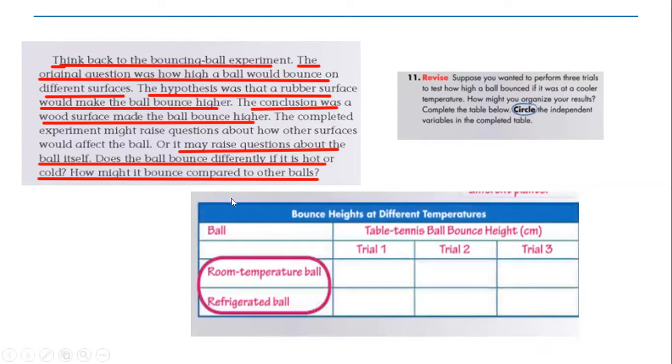Here you have to write the table, and here you write the ball. Here, the tennis ball that we use, and the ball bounce height in centimeters. Here the first is the ball at room temperature, the refrigerator ball, the cold ball, and here the hot ball at room temperature.